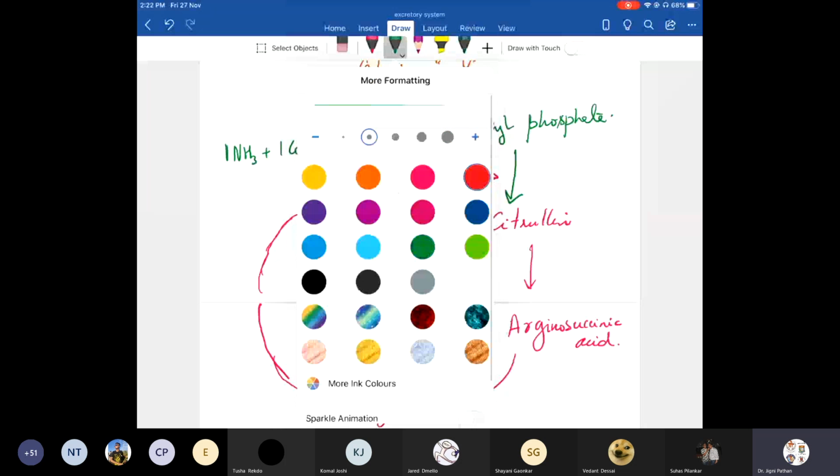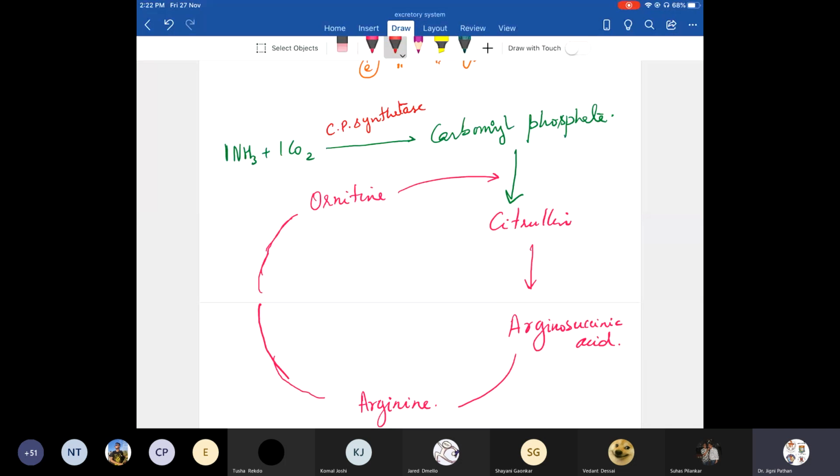Okay. Now, which are the enzymes? The enzyme for carbamyl phosphate formation is carbamyl phosphate synthetase. Here it is ornithine carbamyl transferase enzyme.